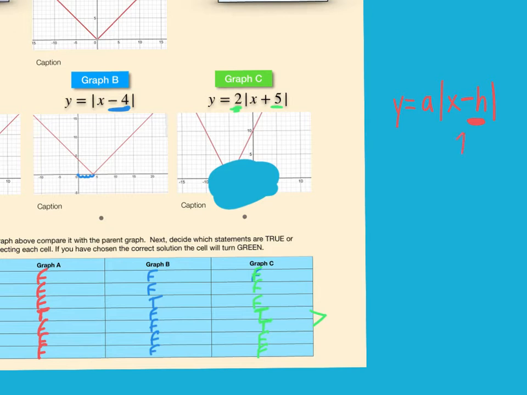But it's always going to be the opposite of the h. So if it says minus 4, you're going to go positive 4 units to the right. But if it says positive 5, then you're going to go left 5 units. And we'll talk about what that means when we get into some more examples.